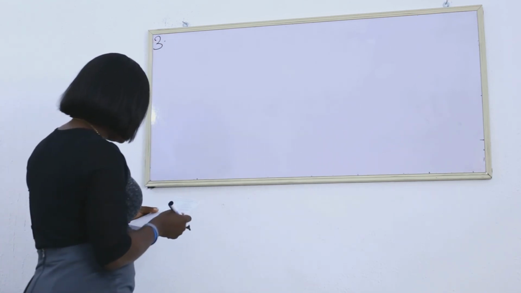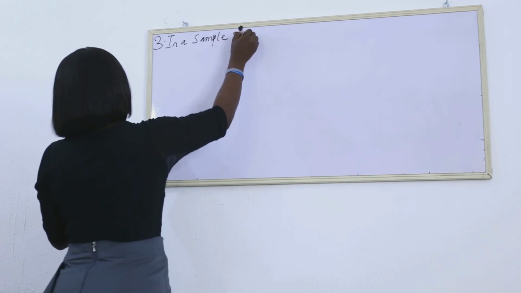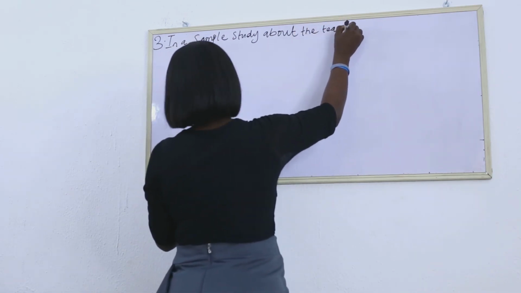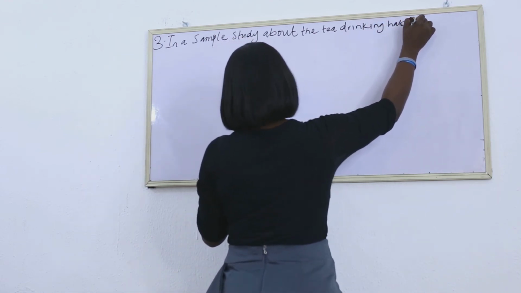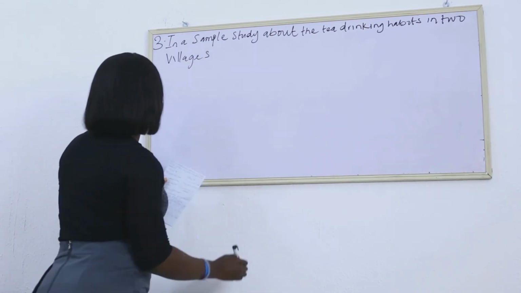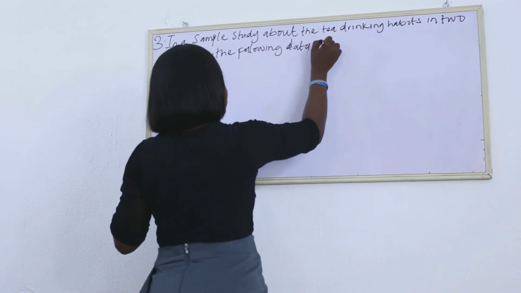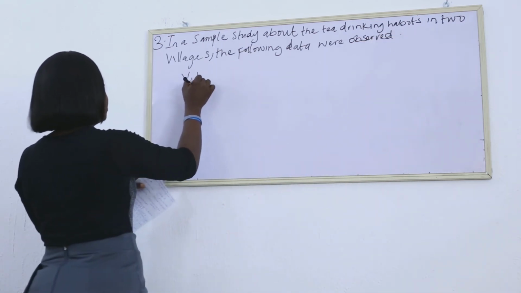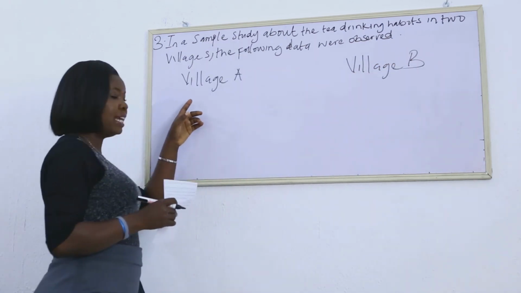Table 3, and the question says, in a sample study about the tea drinking habits in two villages, the following data were observed. Two villages: village A and village B.